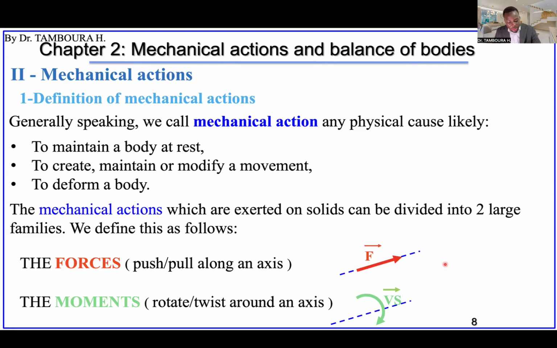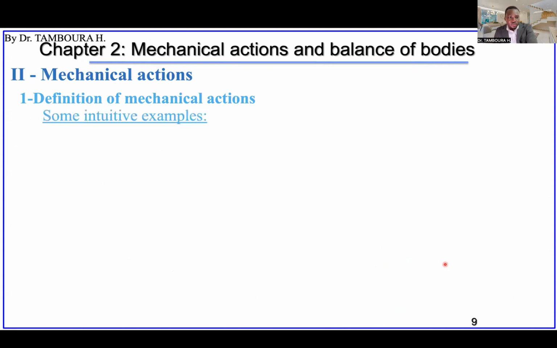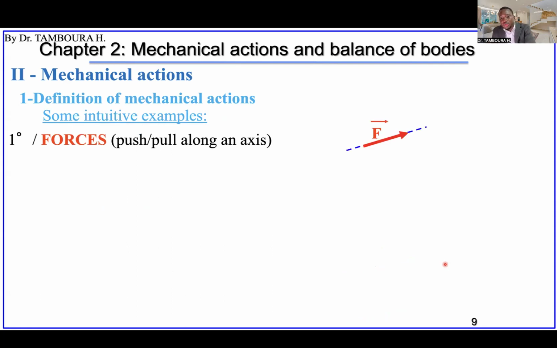This is very elementary, and you need to understand this part before being able to understand the rest of this program. Okay, so for some examples, we will take the first family of mechanical action, forces, pushing or pulling along an axis. So the representation will be like this.